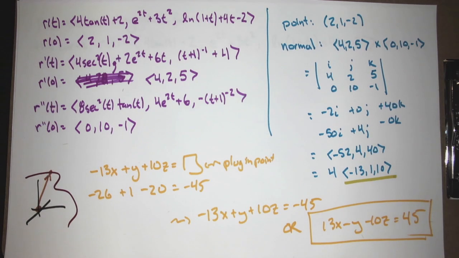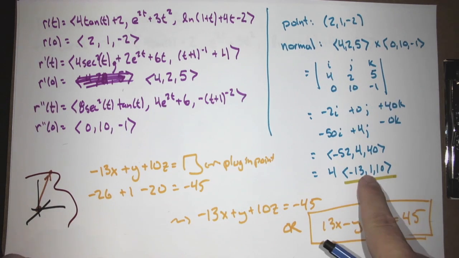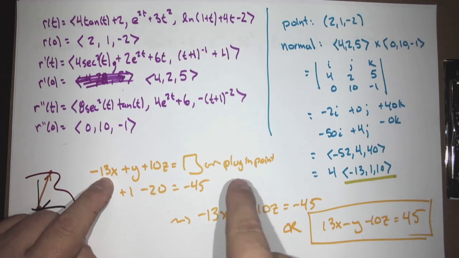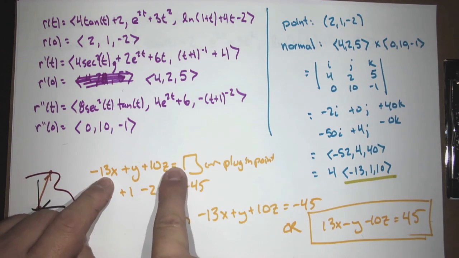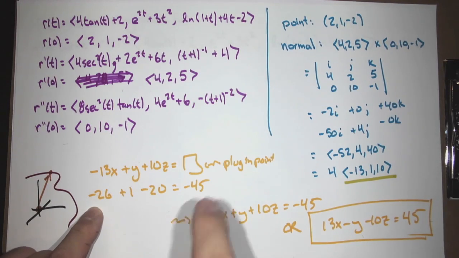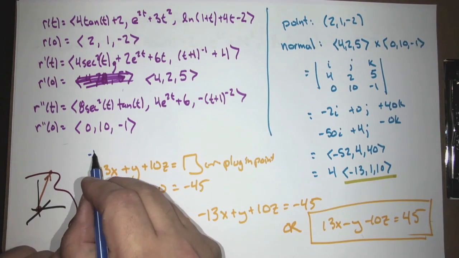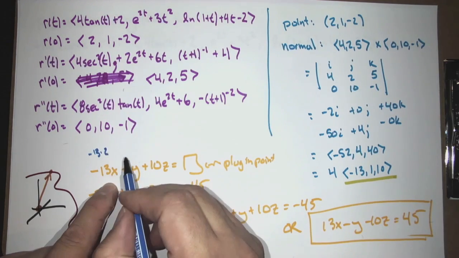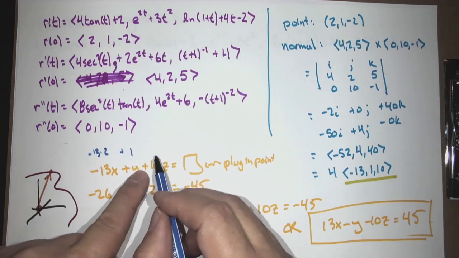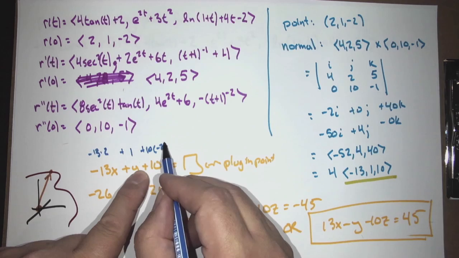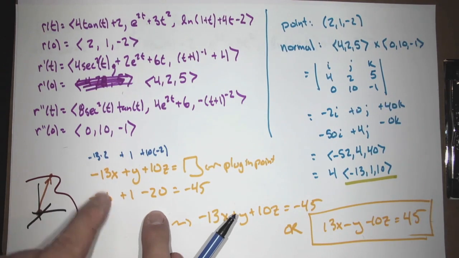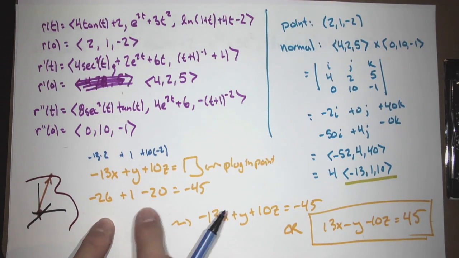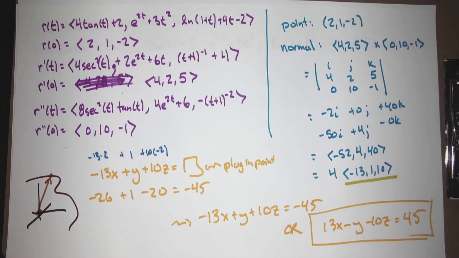Where does the negative 45 come from? The negative 45, yeah. These numbers here gave us our coefficients, but in the plane there's this other number over here. So what happens is you plug in your point. It's really negative 13 times x, which is 2, plus y, which is 1, plus 10 times z, which is negative 2. So you get negative 26 plus 1 minus 20, and you add those up. So that's the negative 45.